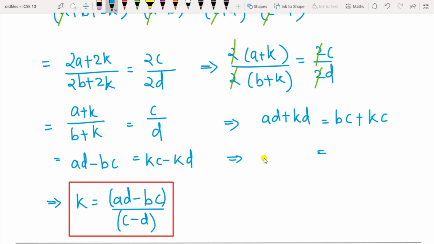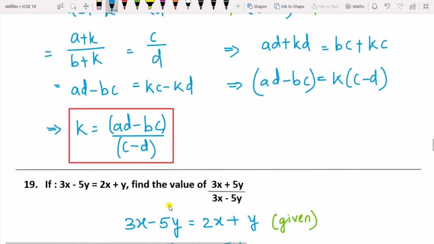Now from this side take out k common. So this is ad minus bc equal to k times (c minus d). Now you have to find the value of k, so therefore it is (ad minus bc) upon (c minus d), and this is the required result. So this value of k should be added to a by b to get c by d.